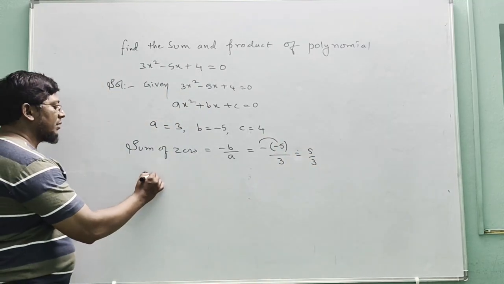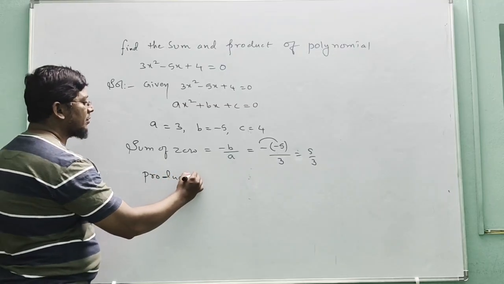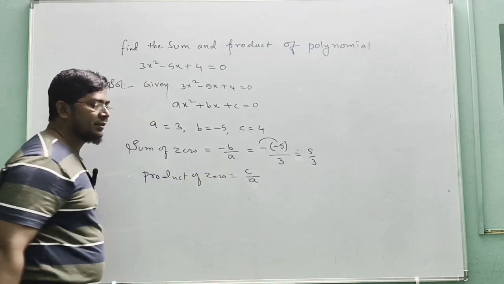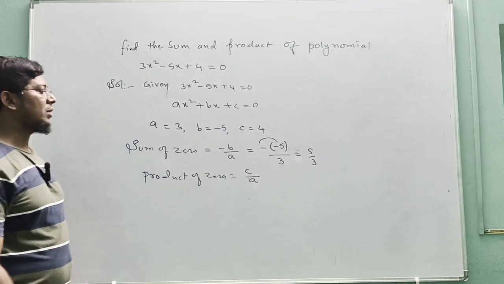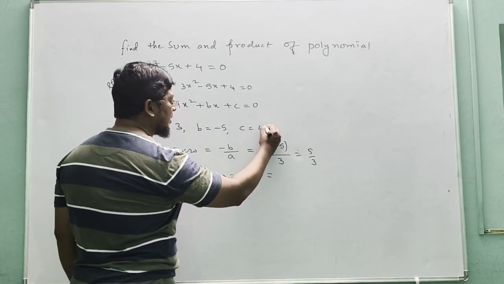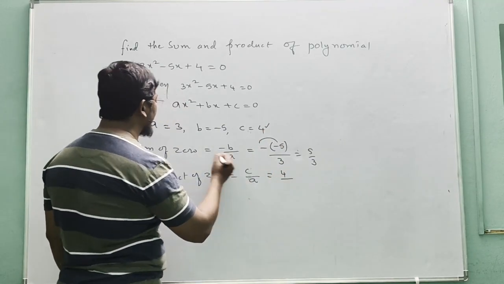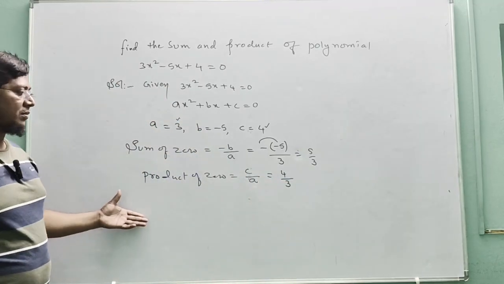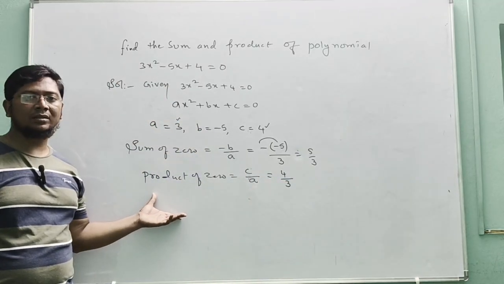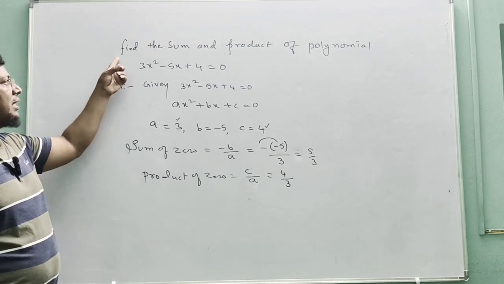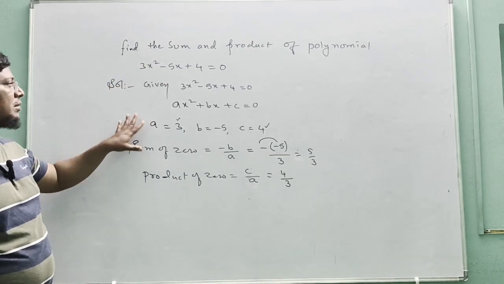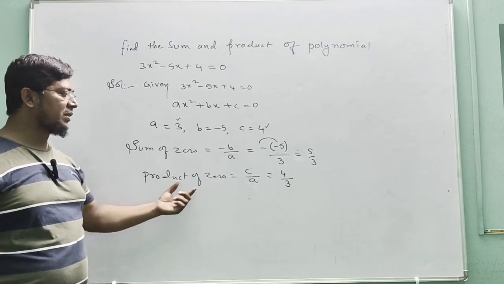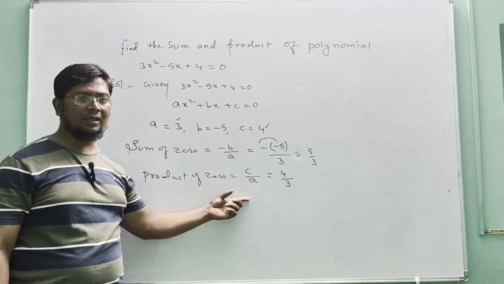But what is the product? Product of zeros is equal to, we have a formula, c by a. So what is the c value here, students? 4. And what is the a value? a is equal to 3. So the product of zeros is equal to 4 by 3. So we have to find the sum and product: sum of zeros is minus b by a, product of zeros is equal to c by a.